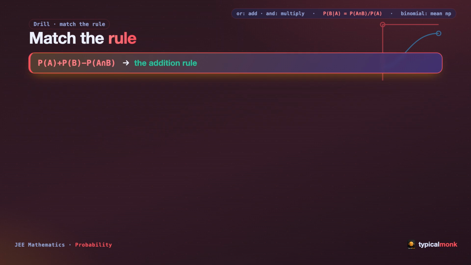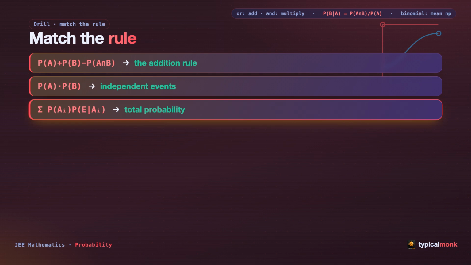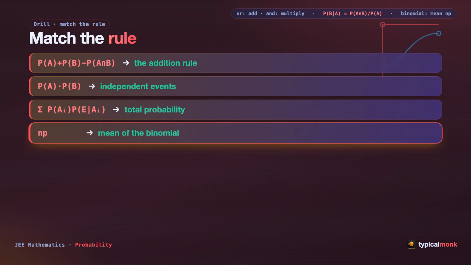Now match each expression to its rule. P of A plus P of B minus P of A intersection B goes to the addition rule. P of A times P of B goes to independent events. The sum of P of Ei times P of E given Ei goes to total probability. And np goes to the mean of the binomial. Four pairs, each worth memorizing.